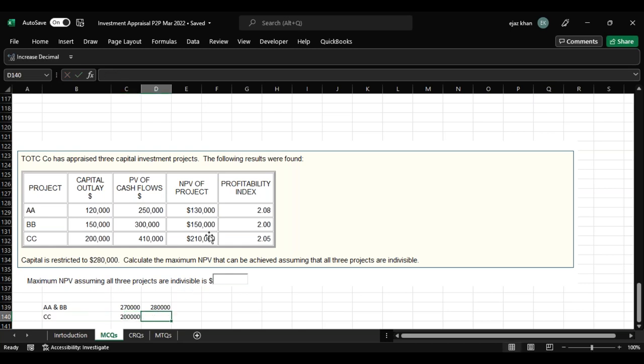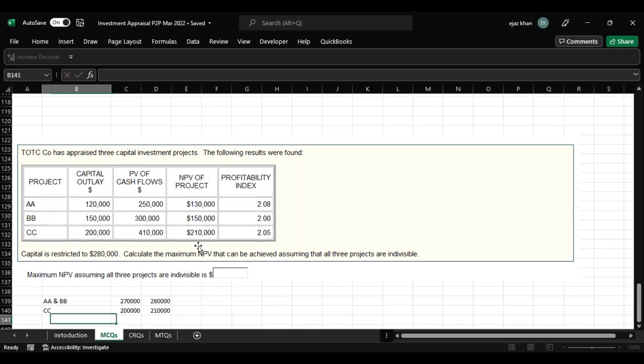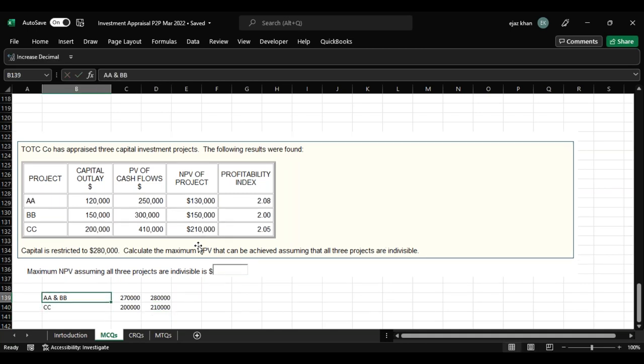And in that case, we'll be earning a total NPV of $210,000. So these are the two options that we have: option one, option two, and we don't have any option three. So what do you think? Which option is better? Obviously option one. And the maximum NPV will be $280,000, and that's going to be the answer.